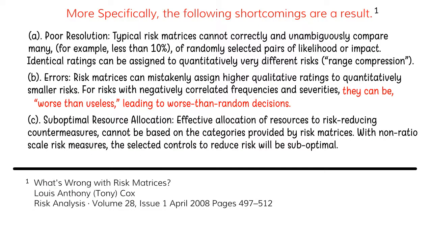C. Suboptimal resource allocation. Effective allocation of resources to risk-reducing countermeasures cannot be based on the categories provided by risk matrices. With non-ratio scale risk measures, the selected controls to reduce risk will be suboptimal.